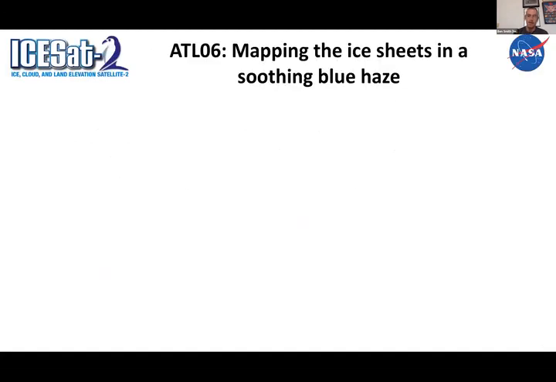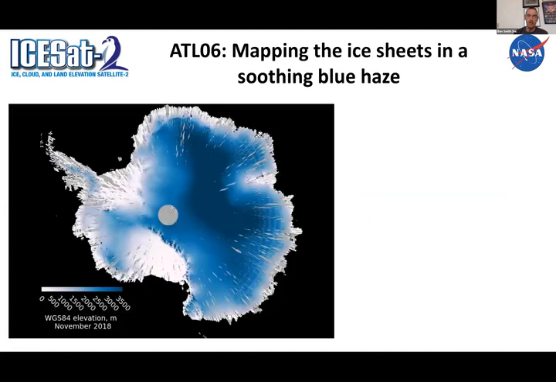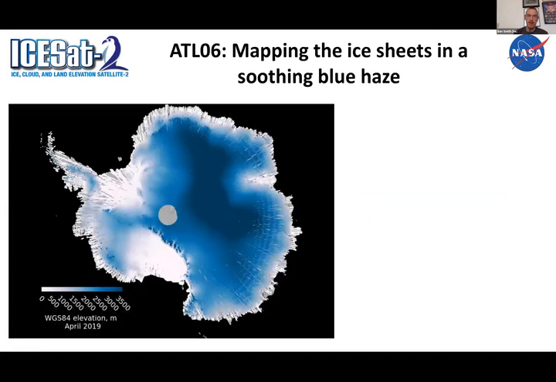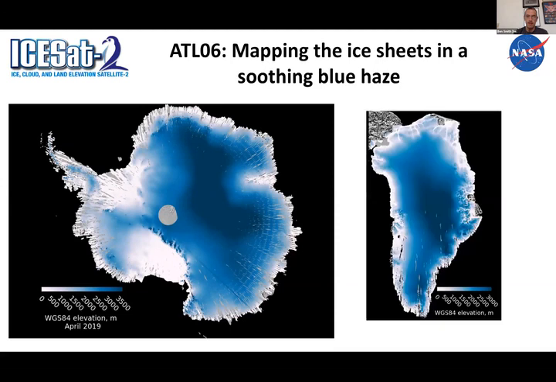Here's an animation showing what happens if you map all of the ATL06 elevations for 4 cycles of data in Antarctica. It shows that we're pretty close to having wall-to-wall coverage of Antarctica. The same thing you can do for Greenland, except that Greenland's a little smaller compared to the dots, so it looks a little bit gappier. But this product has very good coverage of the 2 ice sheets.